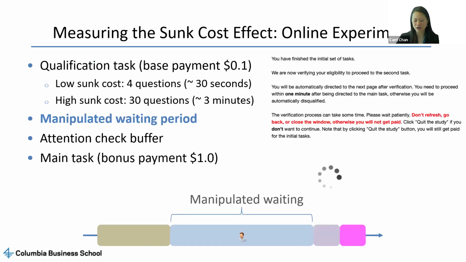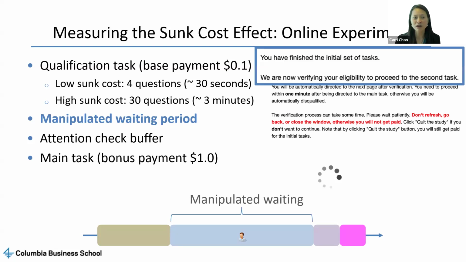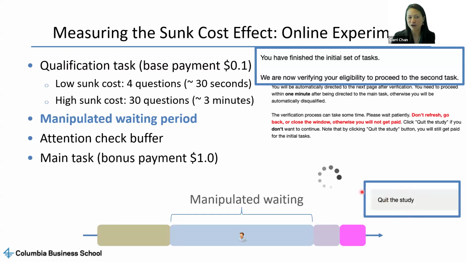Then we put the customers through a waiting period where we tell them that we are trying to verify their eligibility for the next task. Everybody is eligible for the next task, but they don't know this. We say we're looking through their results, and it's going to take some time. We don't tell them exactly how much. If they get frustrated, they can always quit during that waiting time, and they'll still get paid that base payment, but they don't get the opportunity to get the bonus payment of doing the main task. Every single person was made to wait exactly 6 minutes.